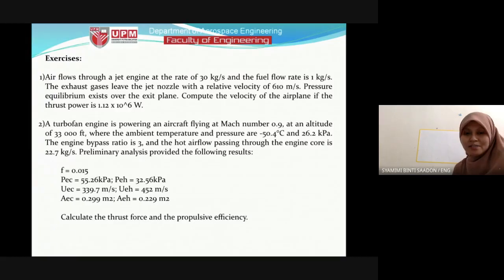Preliminary analysis provided the following results. We have F, the ratio of fuel mass flow rate to air mass flow rate, 0.015. Like I've said, the fuel mass flow rate normally looks very small compared to the total air mass flow rate, so that's why the ratio F is very small, 0.015.